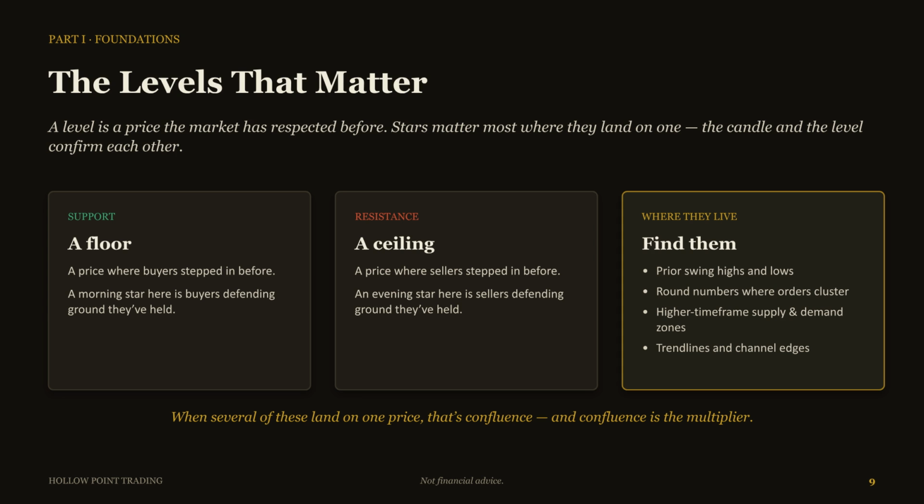Levels matter because the market has respected them before. A morning star landing on support, or a floor, shows buyers defending ground. An evening star landing on resistance, or a ceiling, shows sellers defending ground. When several levels converge, it's called confluence, which acts as a multiplier.